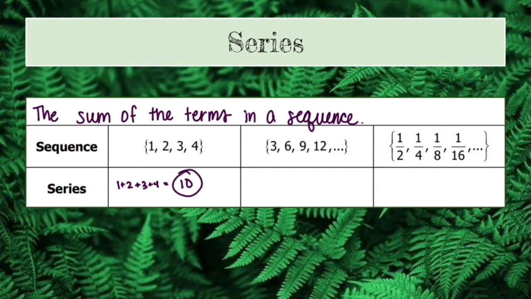Okay, so the next one, 3, 6, 9, 12, ... Well, we could add these together, but what do we do about this ... Well, that means that this sequence has no end. It goes on forever and ever and ever. And that means that as it continues, it's going to go to infinity. So it's never going to end.